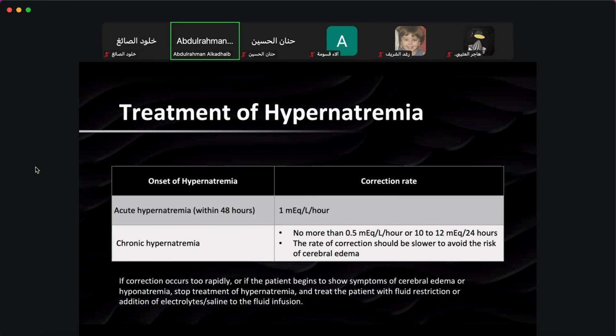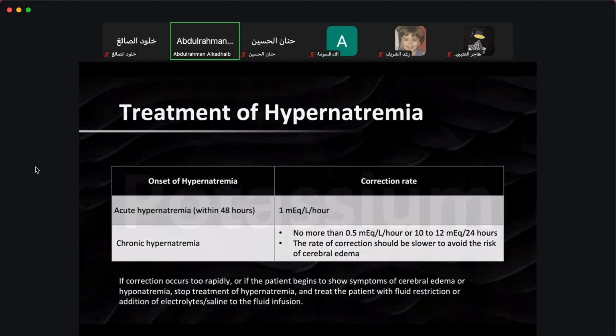And if this unfortunately happens, if the patient develops signs or symptoms of cerebral edema, this can also be treated. We should stop all of the treatment lines for hypernatremia and treat the patient with fluid restriction, and we should also add some electrolytes to the fluid infusion that was started initially, just to increase the sodium level in the brain.